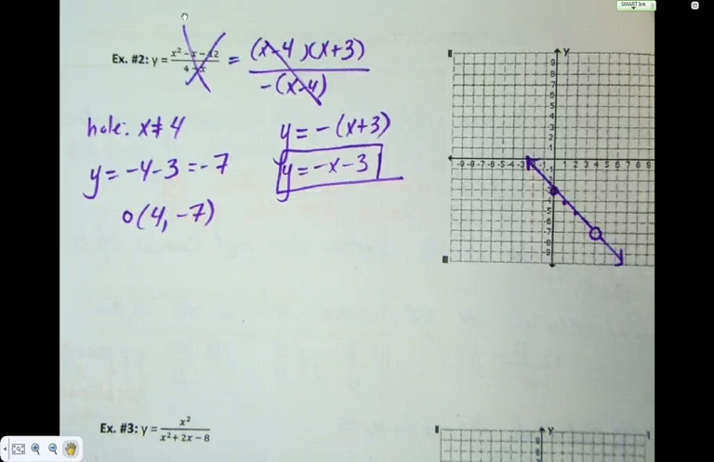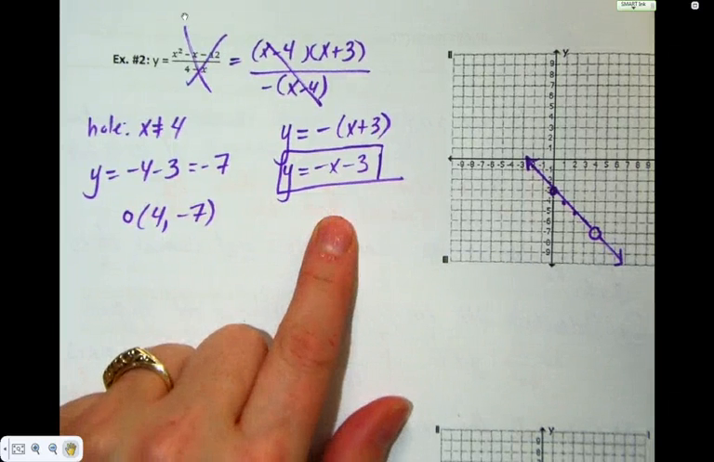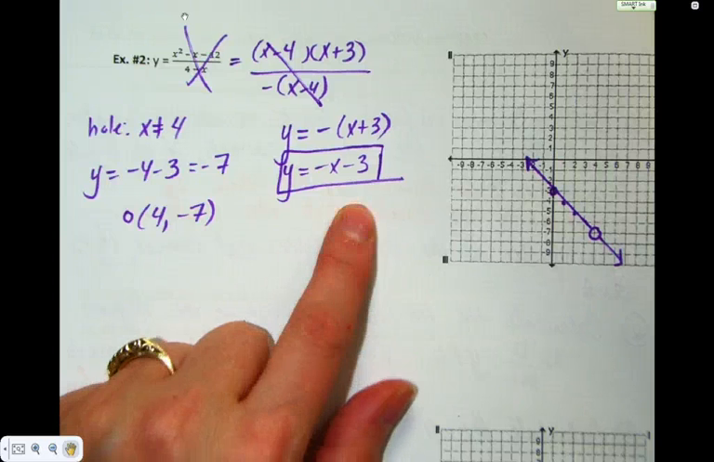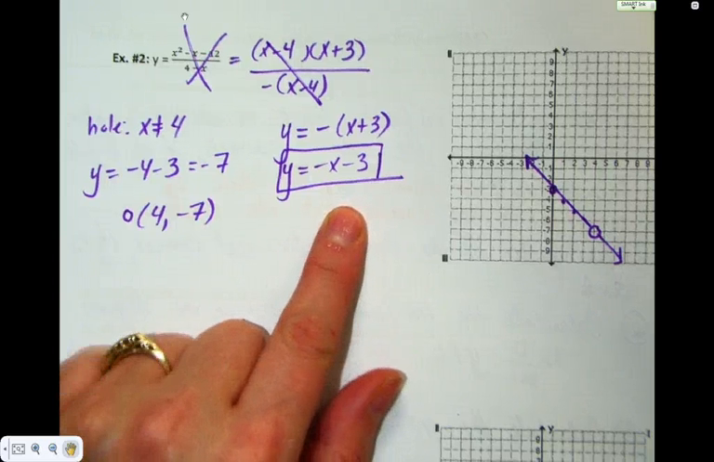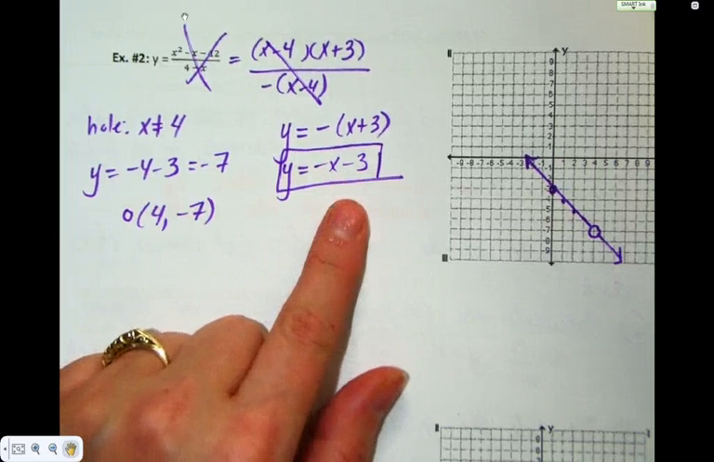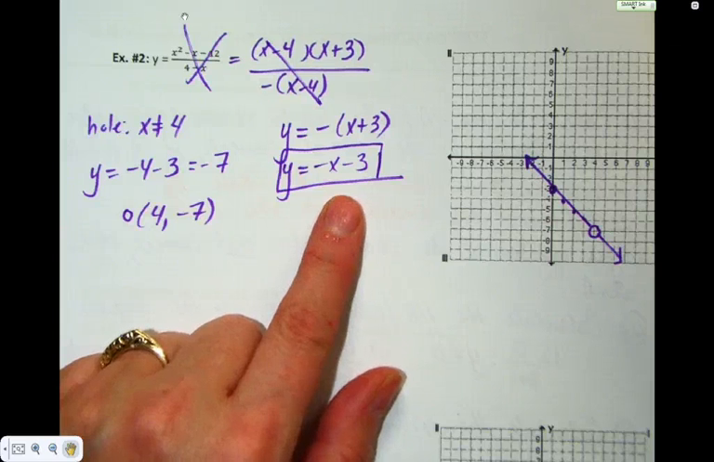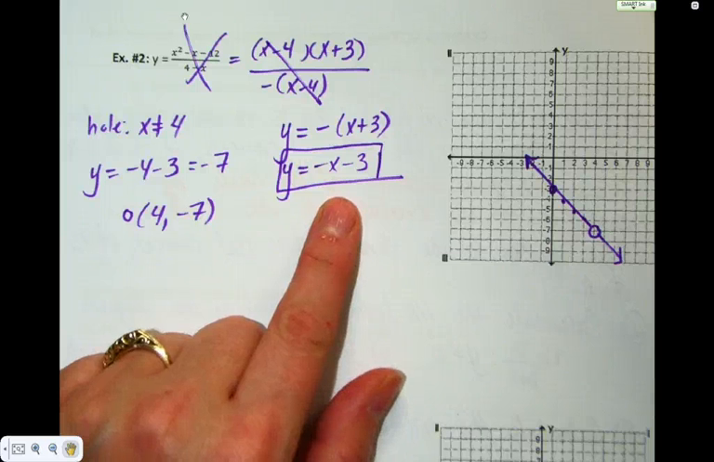So I would make myself a note. Whenever you have a hole or something cancels, work from the factored form. So everything thereafter is going to work from the factored form. You're going to save yourself a lot of headache. Okay, so whenever you're dealing with a hole, work from the factored form.